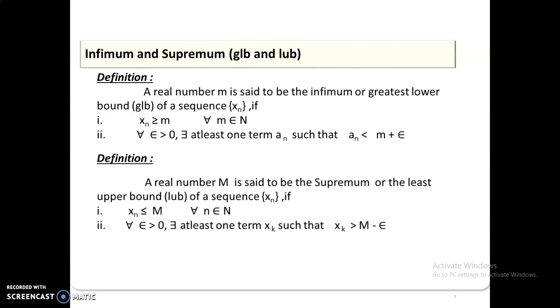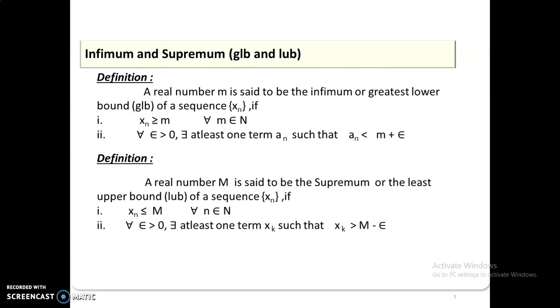A real number m is said to be the infimum, or greatest lower bound, of the sequence xn if xn is always greater than or equal to m for all n belonging to the natural numbers N. Next, take any positive value however small, epsilon; there exists one term an of the sequence such that an is less than m plus epsilon.